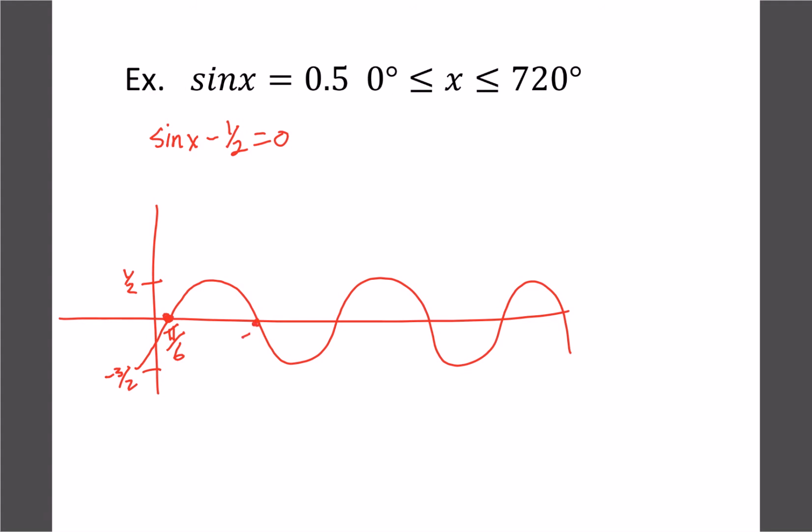So we end up getting pi by 6, and from our graph, just use your calculator to figure out these intersection points. So we get 13 pi by 6, and the next one, 17 pi by 6. That's up to 3 pi, which is 1.5 rotations, so we just have to keep going a couple more times. 25 pi by 6 would be the next one, and our last one is 29 pi by 6. If we keep going, we'd then be past our 720.